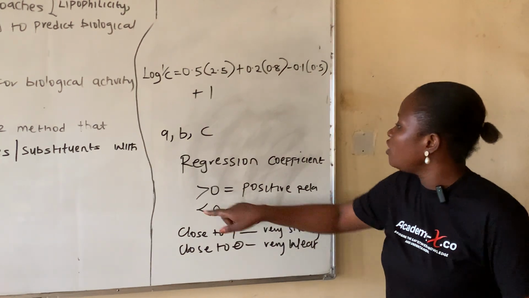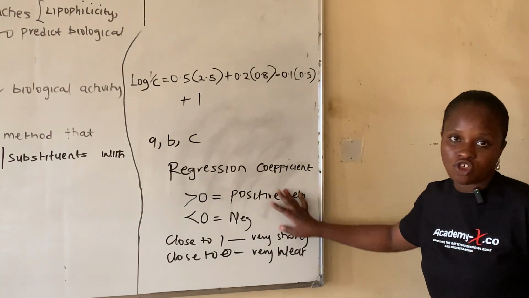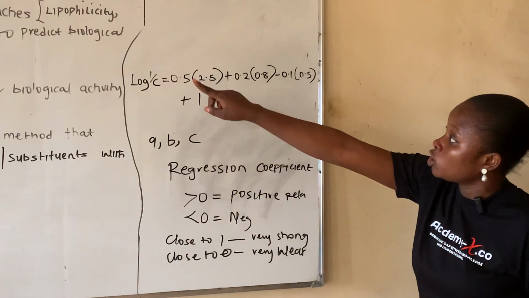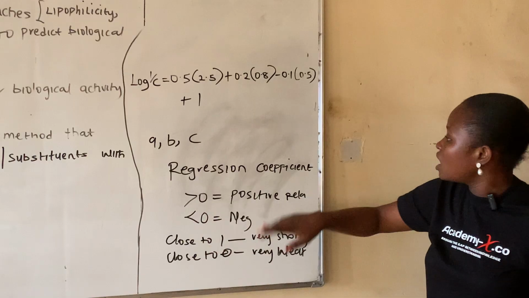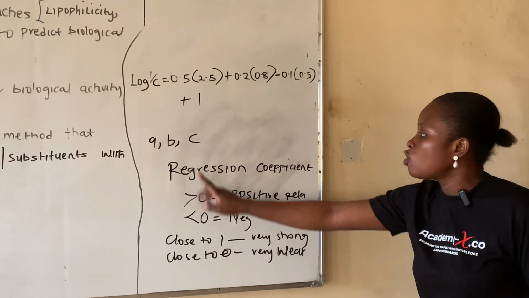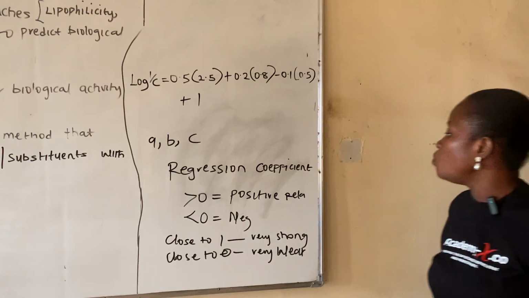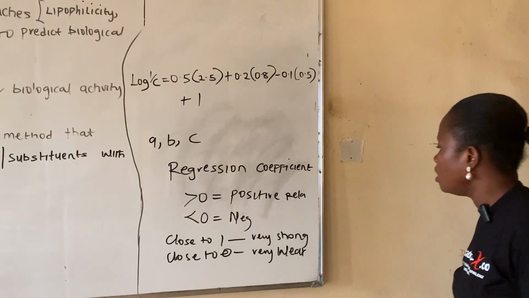And that's if your coefficient is greater than 0, it means that there's a positive relationship between the two factors you're considering, and in this case, the physicochemical properties and biological activity. And then when it is less than 0, there's a negative relationship. When your coefficient is close to 1, it means the relationship is very strong. And then when it's close to 0, it means that there's a weak relationship. And let me give an example.